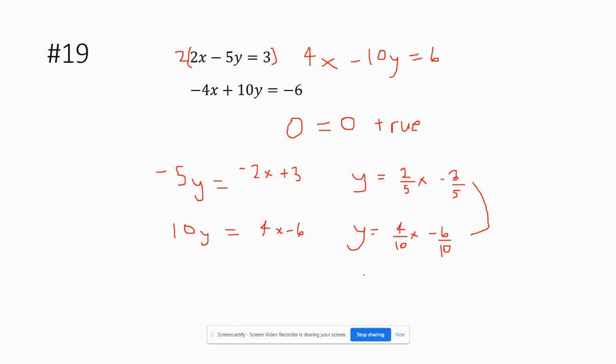So we'd say there are infinitely many solutions because it's just the same line overlapping on top of itself. And remember, we would call that consistent and dependent. And we're going to come back to that on Monday. We're going to review those terms: consistent and dependent.